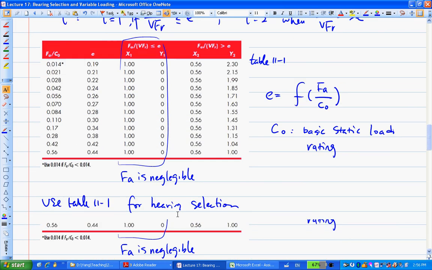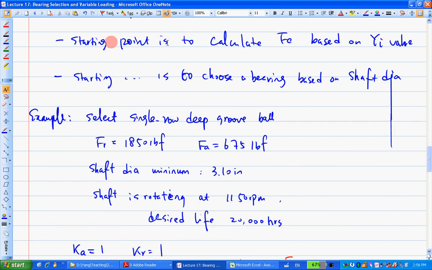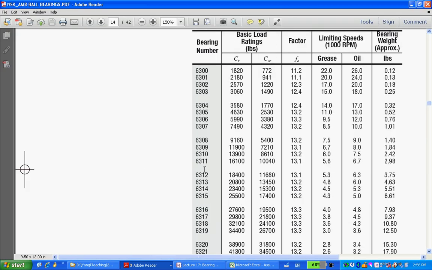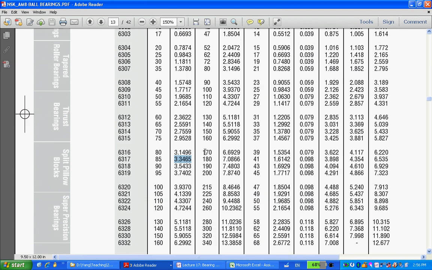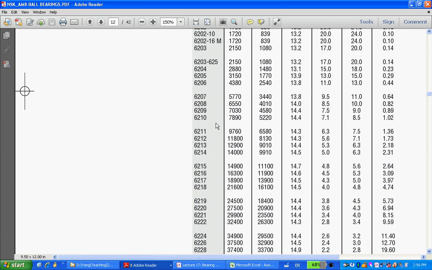So this is the case, or this is the case where was the starting point? This is the starting point when we calculate the equivalent load based on a certain assumed Y1 value. As I said, your starting point is also to pick the bearing, right? But this point here is a little bit tricky, because when you pick a bearing, you pick a bearing to satisfy the shaft diameter requirement. That makes sense, right? So let's say the shaft diameter here is 3.1 inch. Then if I use this catalog here, I don't have to pick 63. I can pick 62, I can pick the 60 series here.